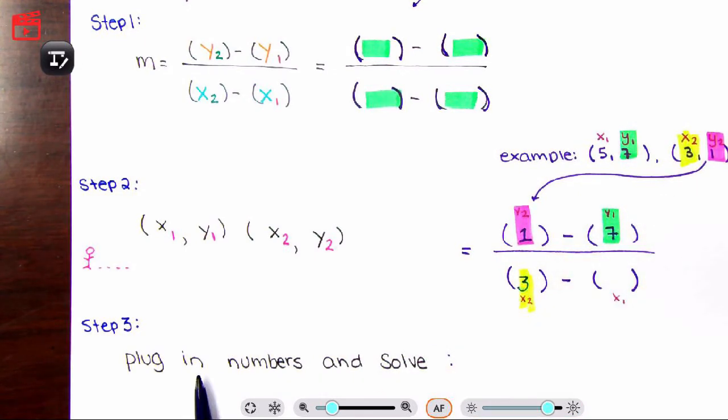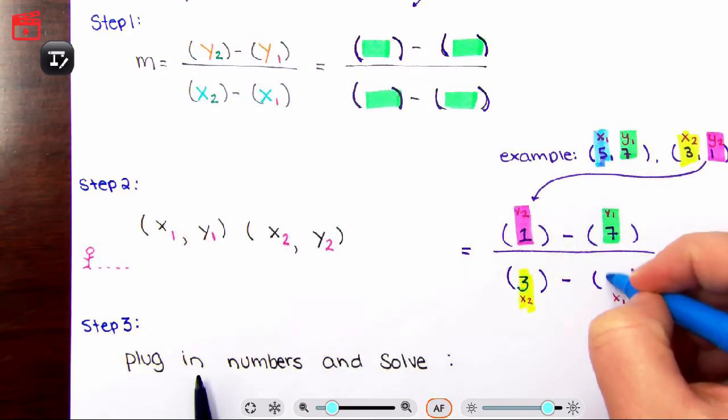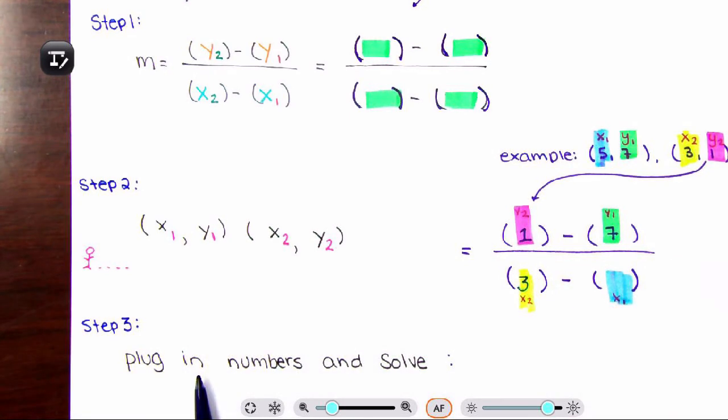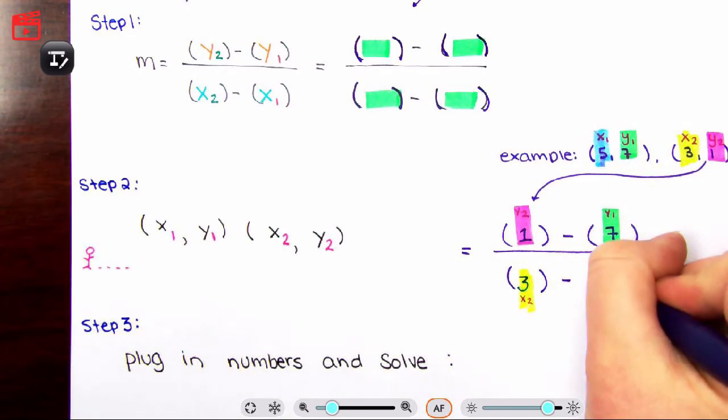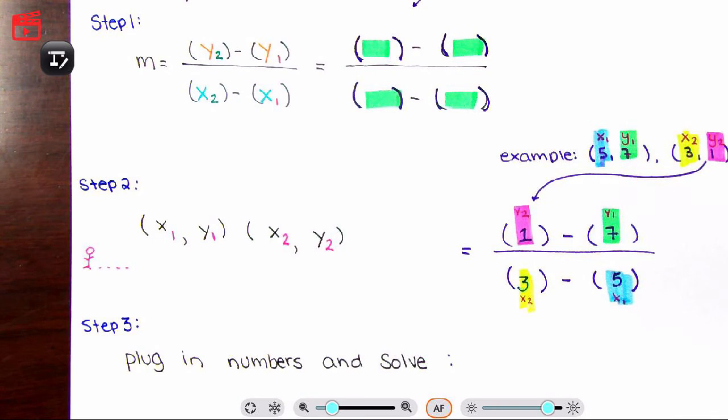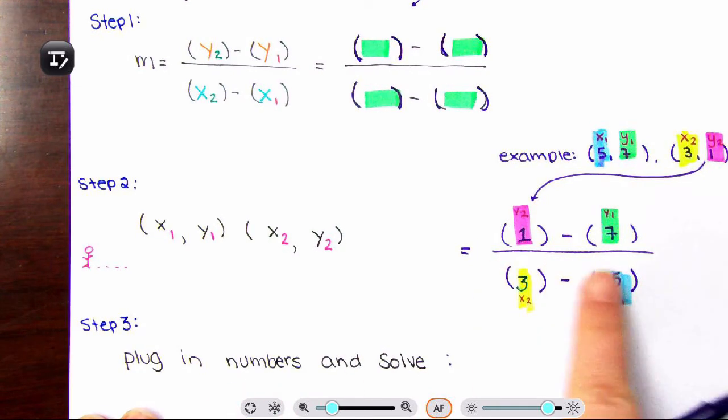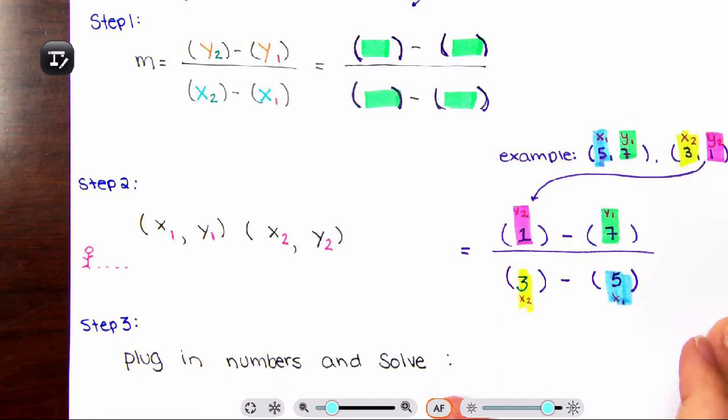And lastly, let's see if I have enough highlighters for this. Nope, I already used green. Which highlighter did I not use? Blue. I did not use blue yet. So here's my number for x1. Here's my bubble for x1. So I'm going to put 5 in my x1 bubble. Now you're going to plug in the numbers, which is what we just did. Now we're going to solve.